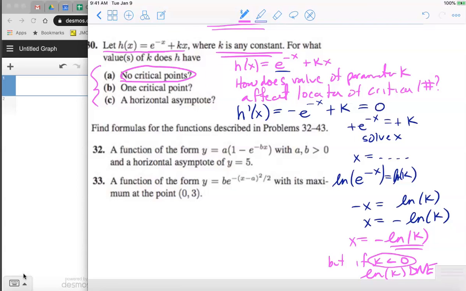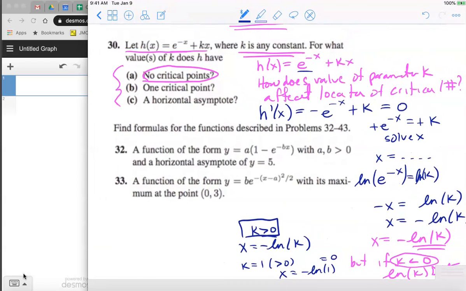If k is positive, then there is only one critical point, and that is x equal to the negative logarithm of k. So, for example, if k was equal to 1, which is a positive number, then our critical point would occur at negative logarithm of 1. Logarithm of 1 is equal to 0. So this function would have one critical point at 0. And whenever k is positive, there will always be one critical point.